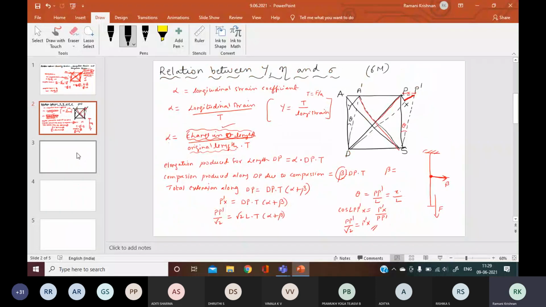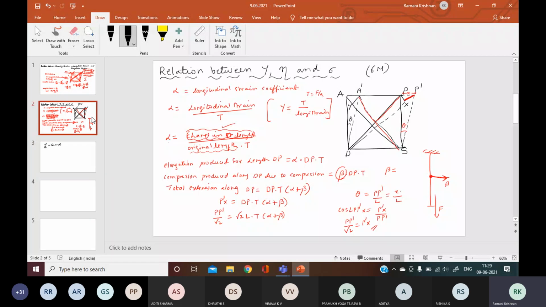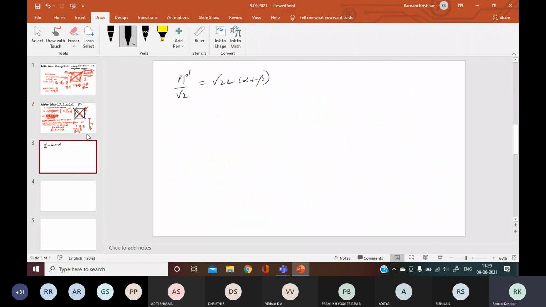Right. Now tell me what we have written there. What I wrote, PP dash by root 2, is equal to root 2 l alpha plus beta. Correct? Or is anything else there? What is missing there? T. I have to add t also.